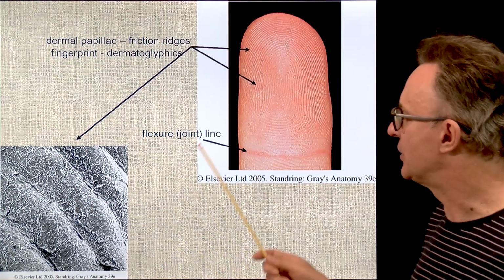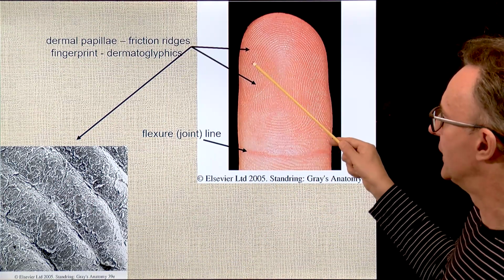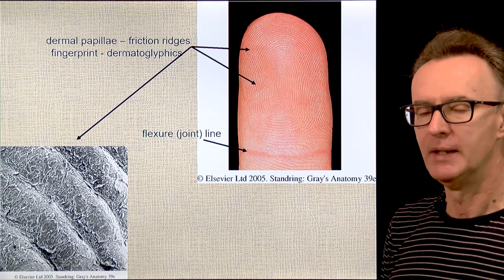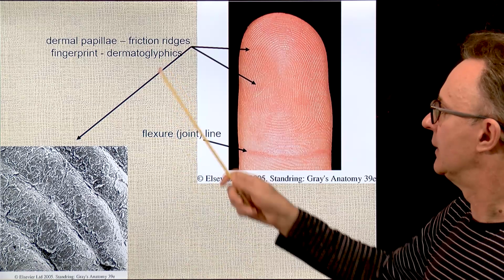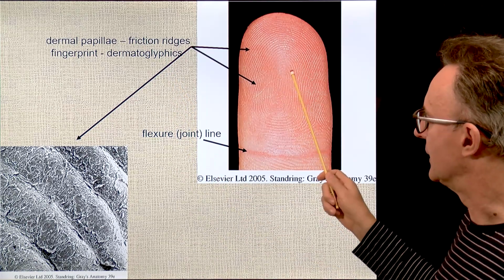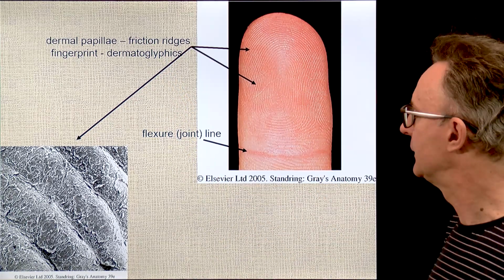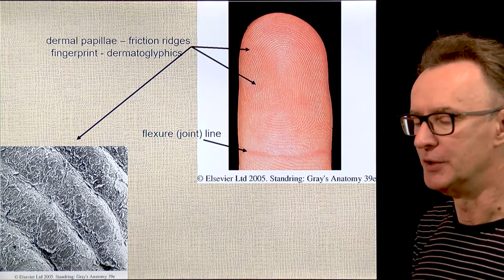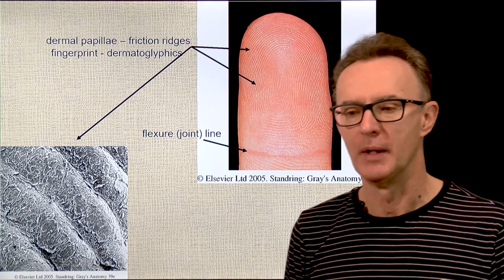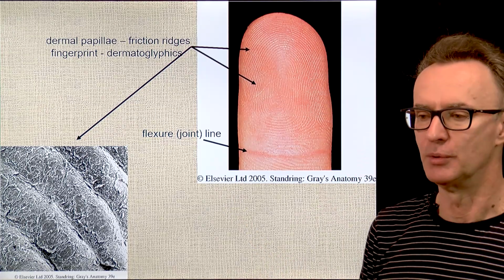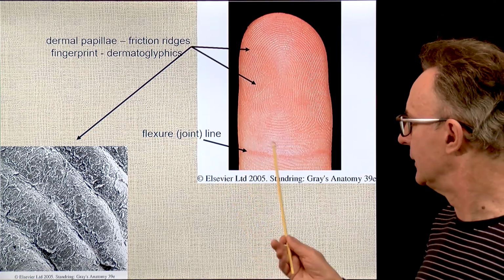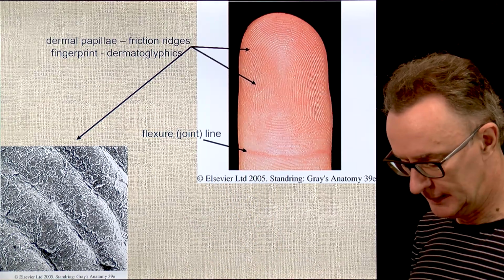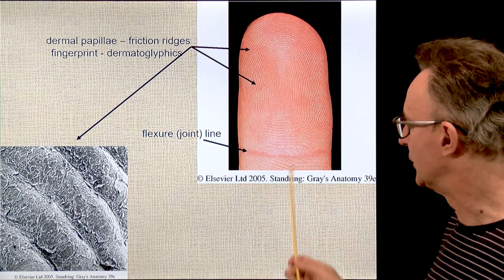From outside, you see the dermal papillae in ridges. These are the so-called friction ridges, which provide an individual fingerprint, dermatoglyphics, and this can be used for identification. And another line, for example, at the level of the joints, is called flexure lines. In this case, the skin is coupled to the underlying joint capsule, and that's why we have these invaginations, basically.